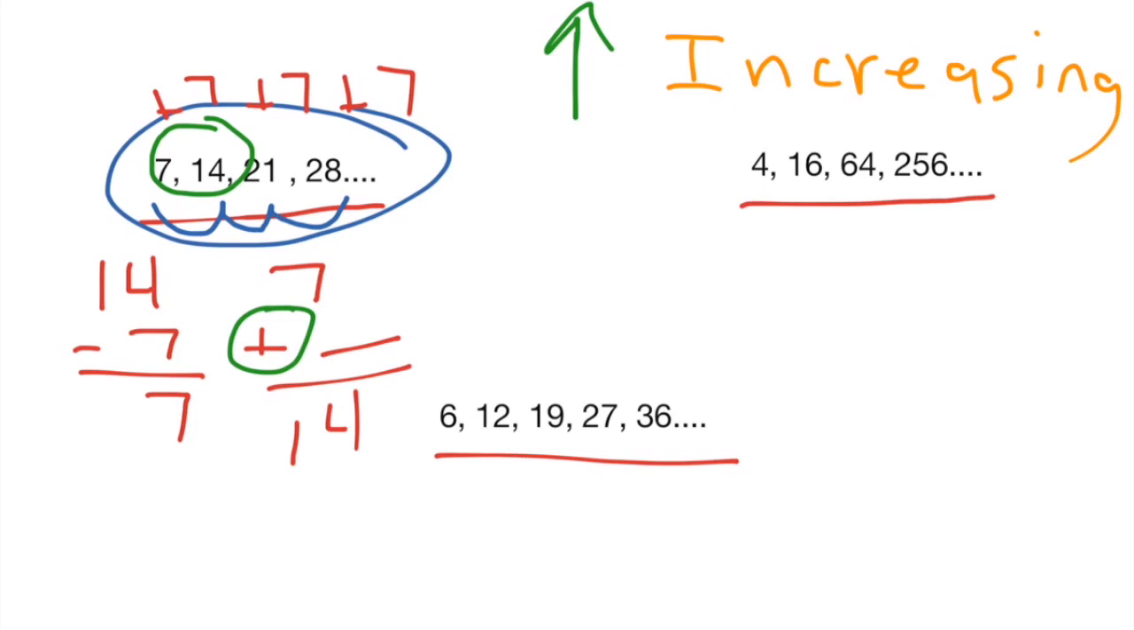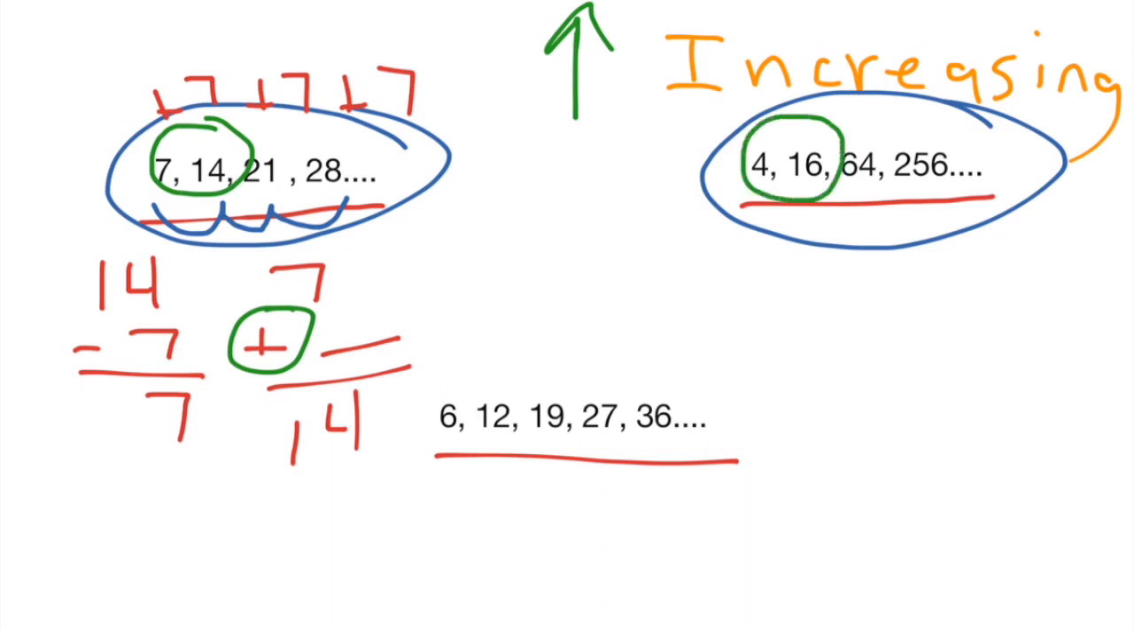The second type of pattern that we're going to look at is an increasing pattern that seems to go up really, really quickly. Notice we go from 4 to 16 to 64, all the way up to 256. Our numbers are increasing at a really large rate. When you see something like that, the thing that should pop into your head right away is multiplication. But we're just going to start out by looking at these first two numbers.